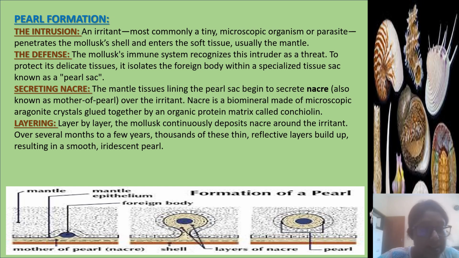Next point, secreting nacre. The mantle tissue lining the pearl sac begins to secrete nacre, also known as mother of pearl, over the irritant. Nacre is the biomineral made of microscopic aragonite crystals glued together by an organic protein matrix called conchiolin. Next point is layering. Layer by layer, the mollusk continuously deposits nacre around the irritant over several months to a few years. Thousands of these thin reflective layers build up, resulting in a smooth iridescent pearl.